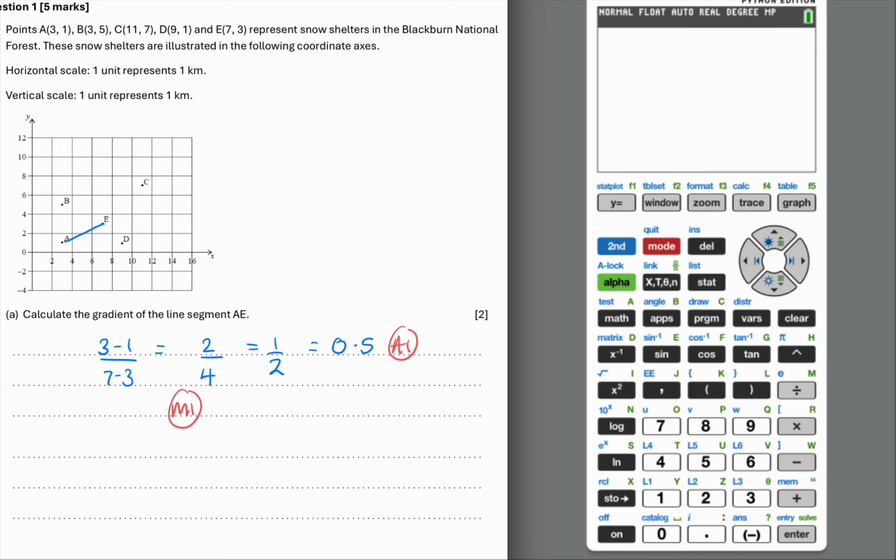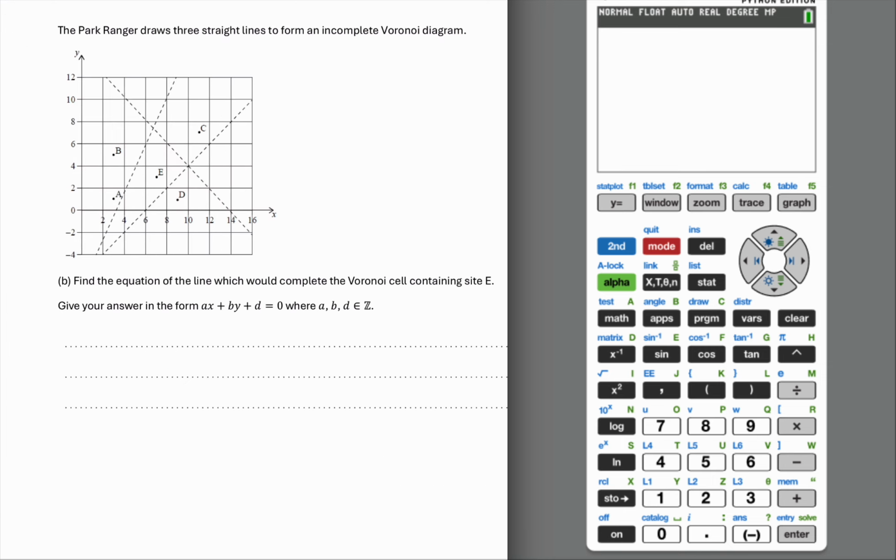And then the second part of the question, here we're asked to find the equation of the line which completes the Voronoi diagram for the cell containing E. So here we're asked to plot on essentially the perpendicular bisector of A and E, and that would complete the section with the cell for E. We know that whenever we have a line that we're trying to find, it fits the form y minus y1 equals m(x minus x1). We know that it goes through the midpoint, which we haven't found, so we need to find that.